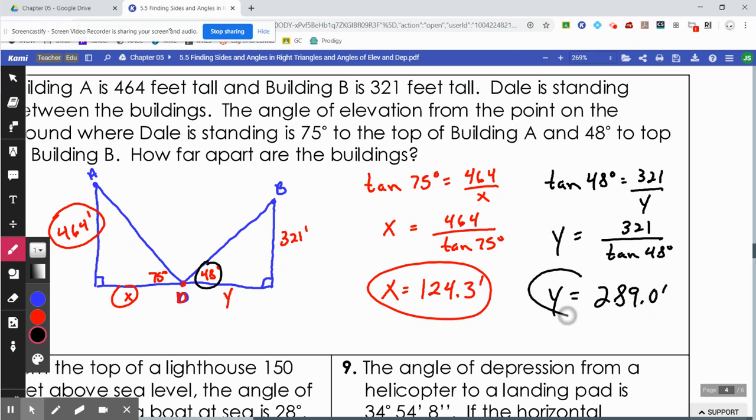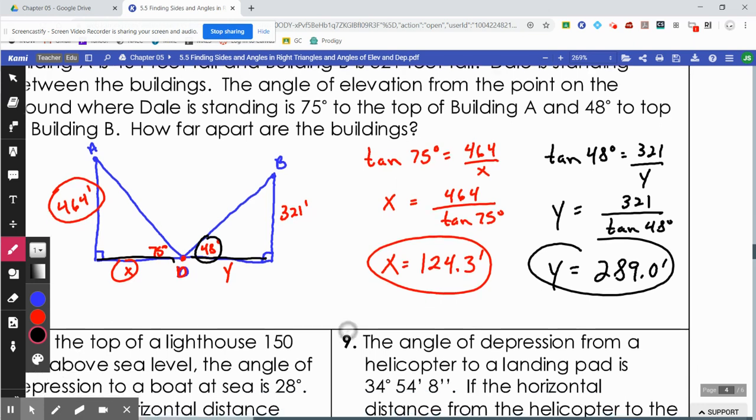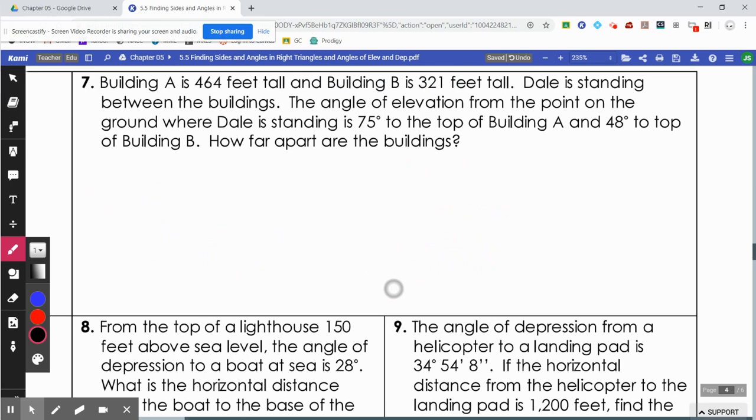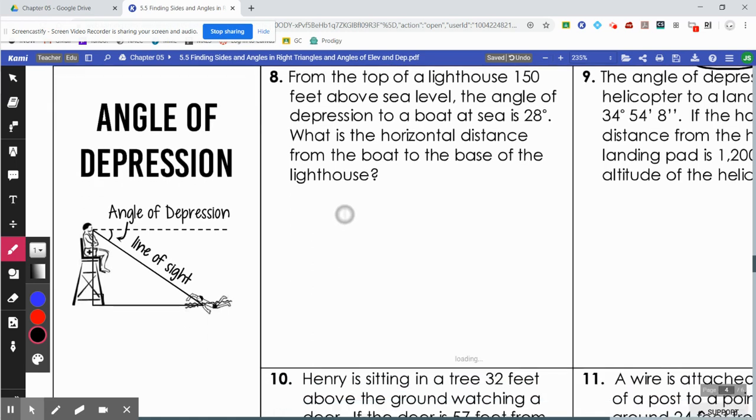289.0 feet. So therefore, if this is 289, this is 124.3, then the total distance from this building to this building, from geometry, we're using the segment addition postulate, add the two together, and you get 413.3 feet apart. Next up, let's talk some angle of depression now.